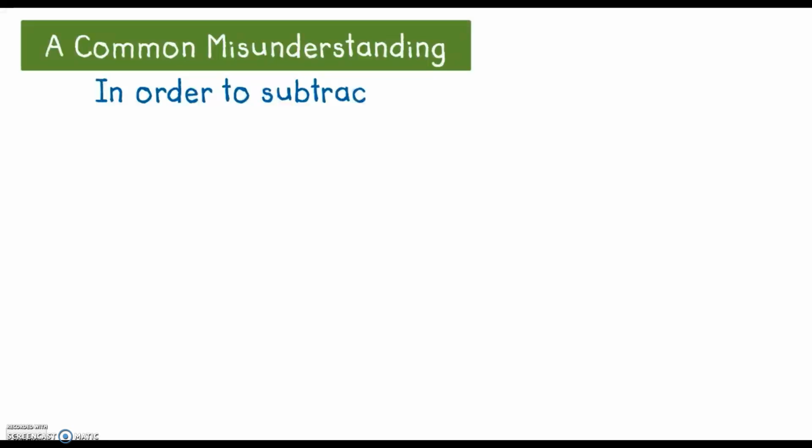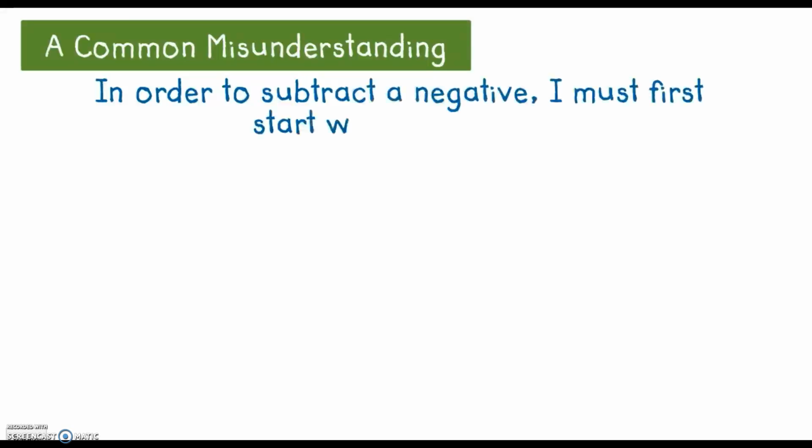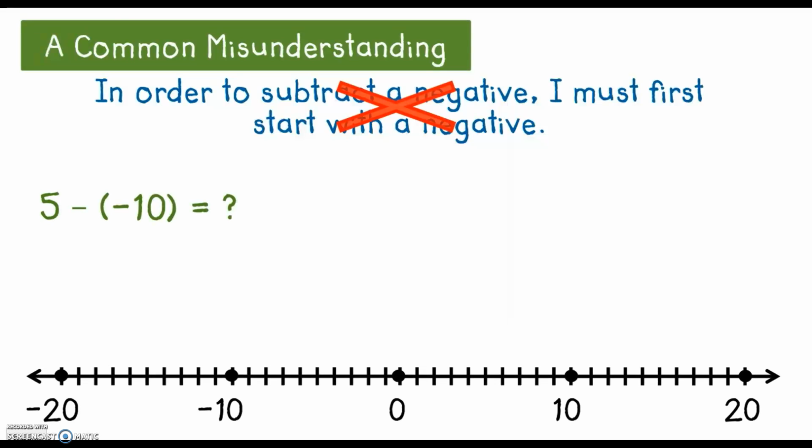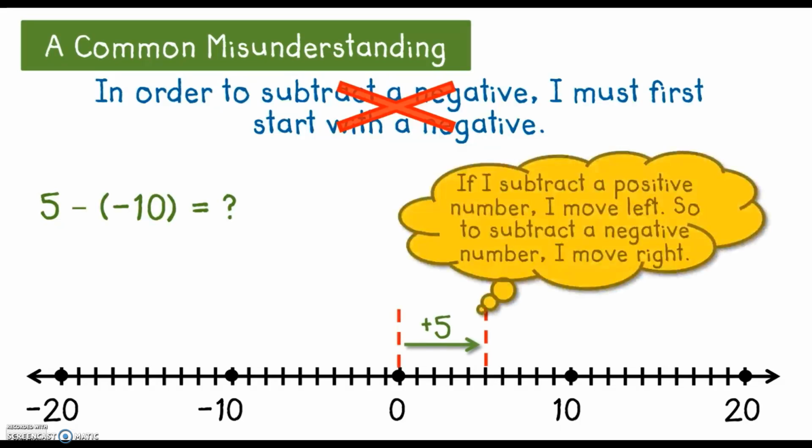A common misunderstanding is to think that in order to subtract a negative number, I must first start with a negative. However, this is not the case. Here we have a positive number subtracting a negative number. We move 5 units in the positive direction, and then again, to subtract a negative number, we move to the right. The answer is +15.